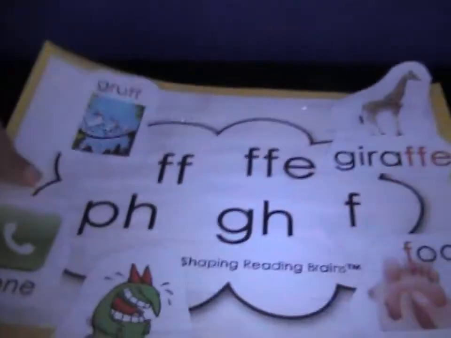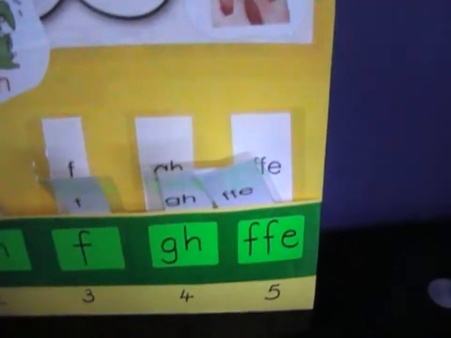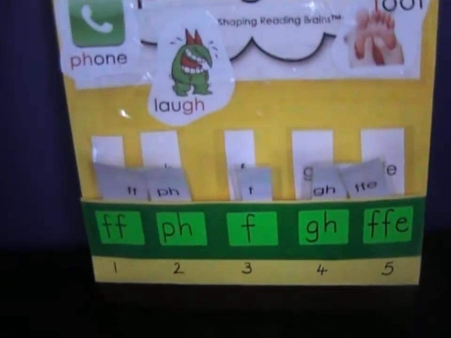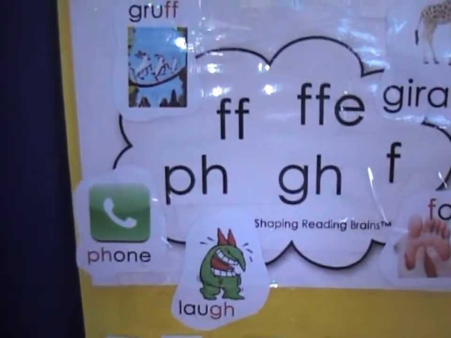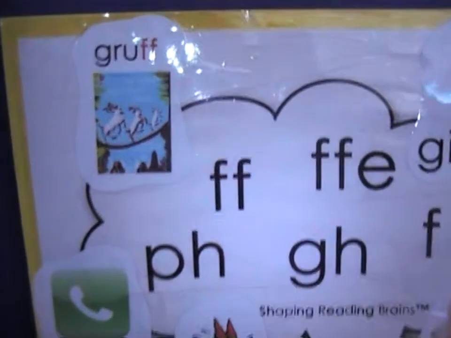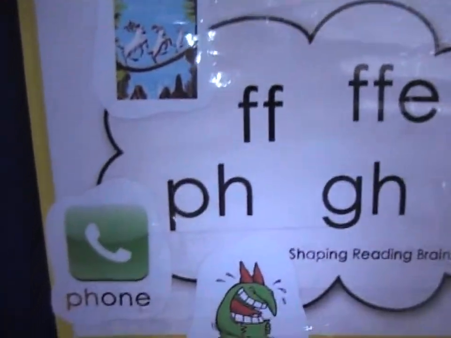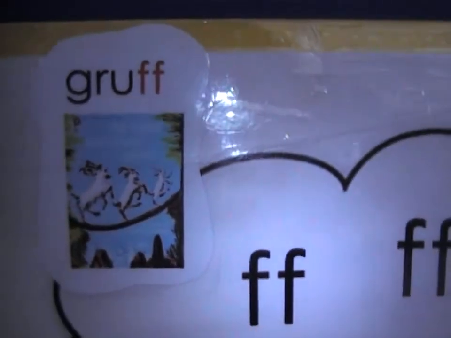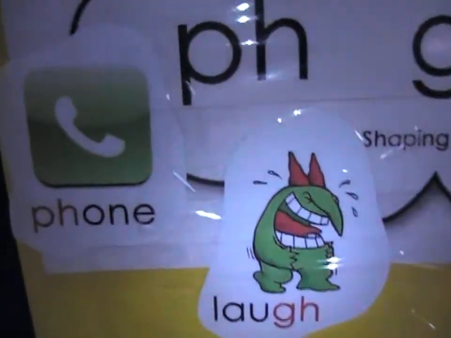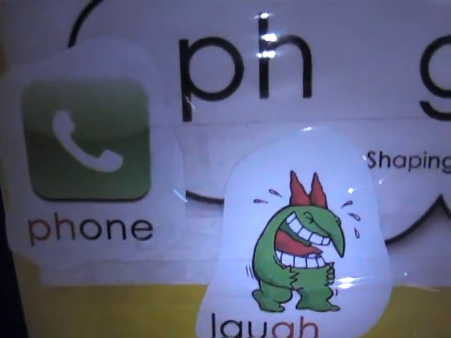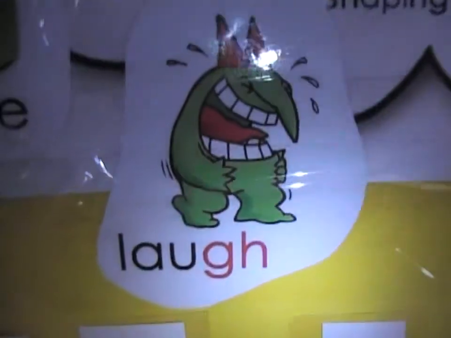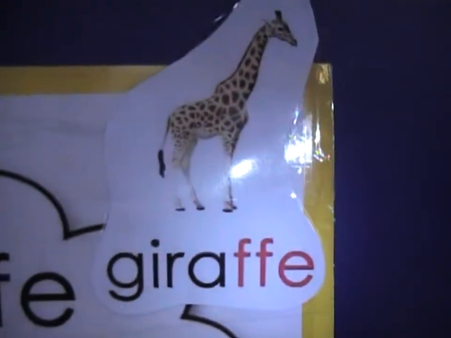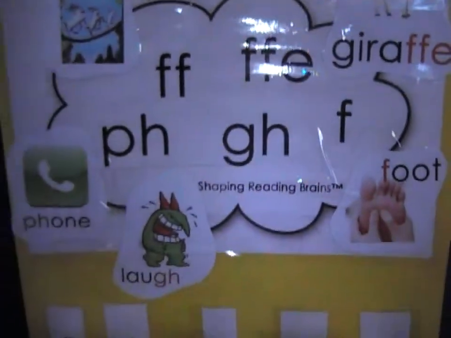Obviously you attach this to your wall. So all the resources are on the Facebook page. Obviously you can make all these yourselves. But what I've actually done as well is put a picture and a word that's got that sound pick in it. So we've got gruff, and I've put the sound pick in red. We've got phone, we'd have dolphin with that one as well. Laugh, foot, giraffe. So I'd say this is for year 1 and 2.